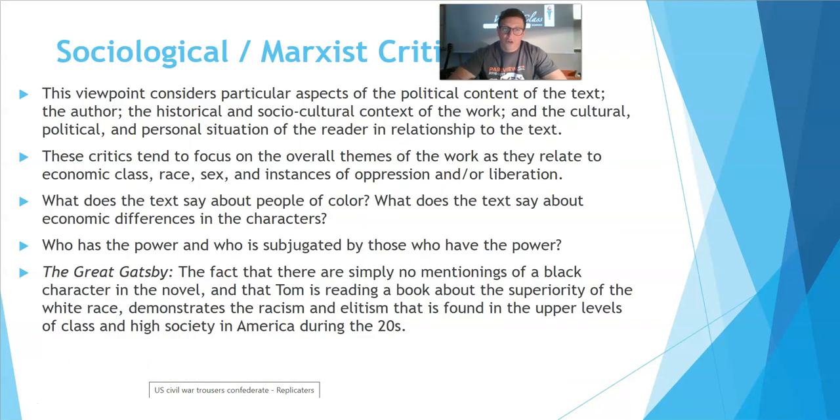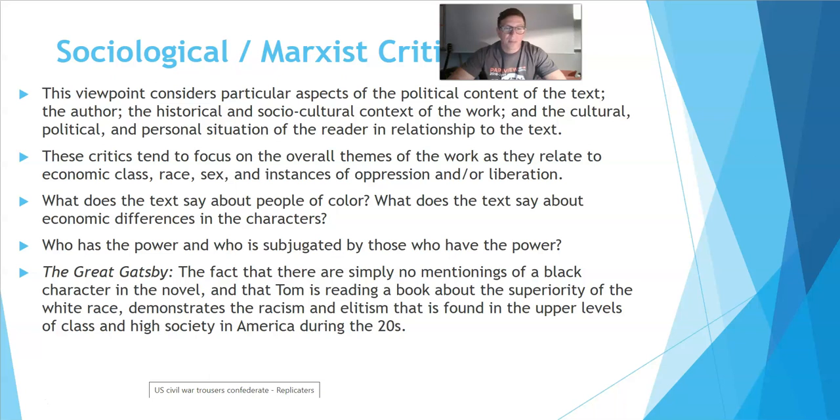And then there is sociological or Marxist criticism. This viewpoint considers particular aspects of the political content of the text, the author, the historical and social cultural context of the work, and the cultural, political, and personal situation of the reader in relationship to the text. These critics tend to focus on the overall themes of the work as they relate to economic class, race, sex, and instances of oppression and or liberation. This type of analysis focuses on who has the power and who does not have the power.